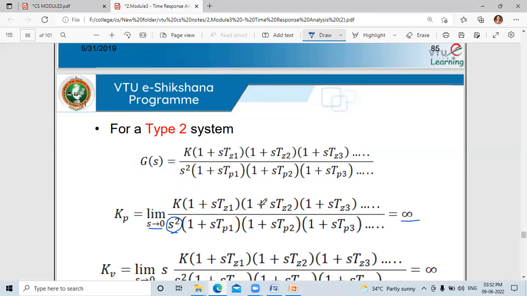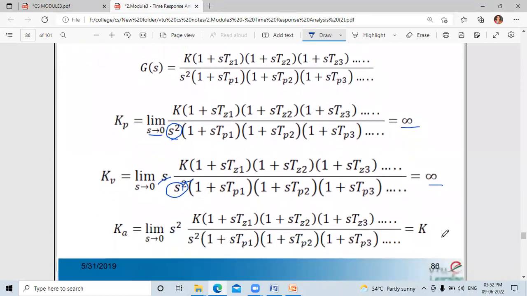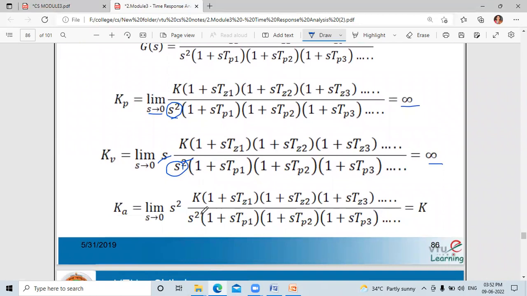Next, Kv equals limit s tends to 0. Yes, here one s will be cancelled. One time s will be there. Here s is there. When you substitute 0 here, you will get infinity. Something divided by 0 is infinity. Next, for Ka, s square. The equation is limit s tends to 0, s square into g of s. In g of s also s square is there, and in the formula also s square is there. So it will be cancelled. So what you will get is K into 1 divided by 1. So you will get K.